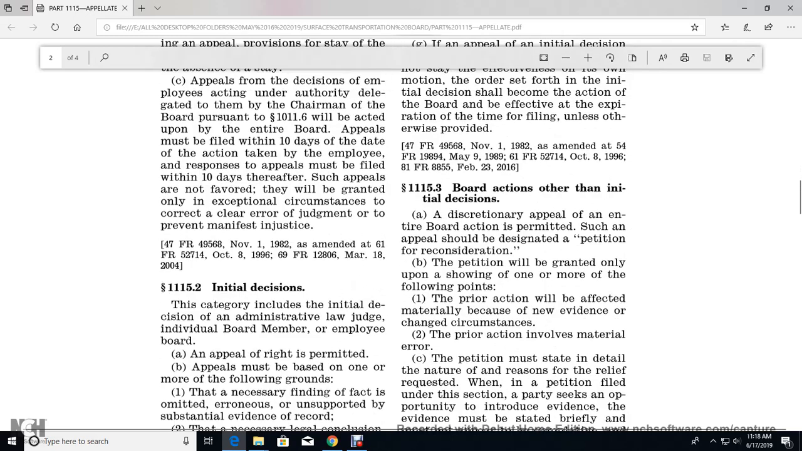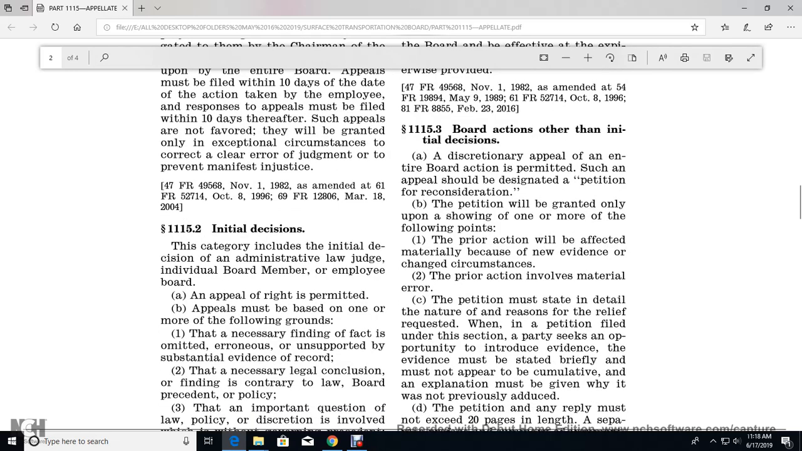Section 1115.3, Board action and other initial decisions. Discretionary review following the entry of board action is permitted within the scope of the appeal, and should be designated as a petition for reconsideration. The petition shall be granted only upon a showing of one or more of the following: that the prior action will be affected materially by new evidence or changed circumstances, or that the prior action involved material error.